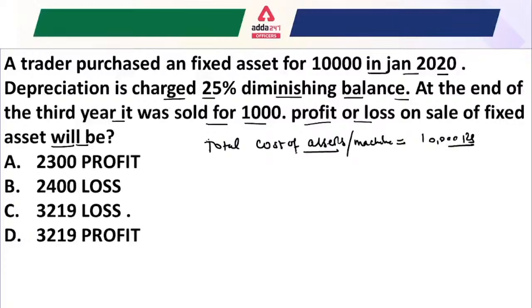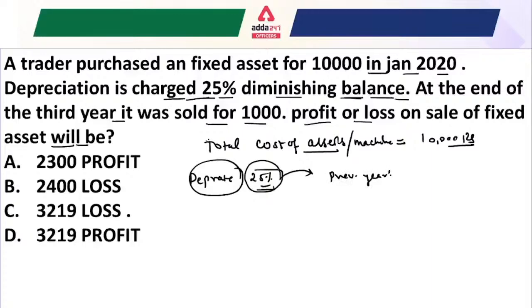Now, depreciation is charged at 25% by the diminishing balance method. If we talk about the diminishing balance method, the depreciation rate is constant, which is given as 25%. That means it is constant, but the only difference is that it will be charged on the previous year's end value. So what will be the previous year's end value for the second year? That would be the beginning value for the year, and depreciation will be charged on that.